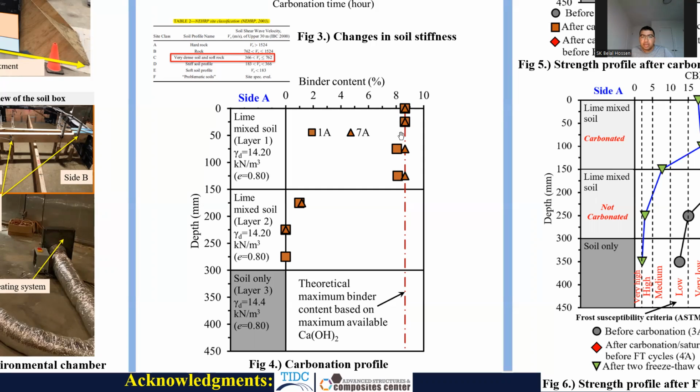As you can see here, the red dashed line is the maximum amount of calcium carbonate that can form based on the available calcium hydroxide. From 0 to 150 millimeters, the soil is completely carbonated, but afterwards an almost negligible amount of binder content formed, meaning the top 150 millimeters was carbonated. We also saw significant changes at 50 millimeters based on the shear wave velocity.